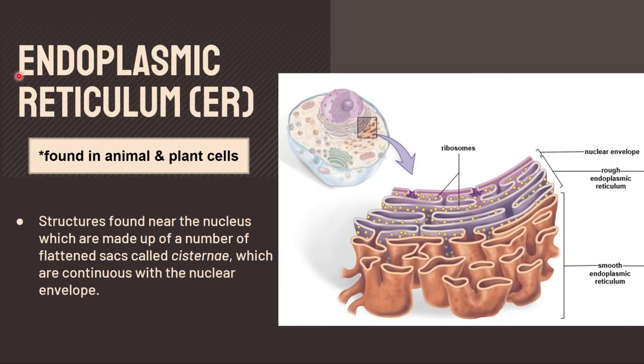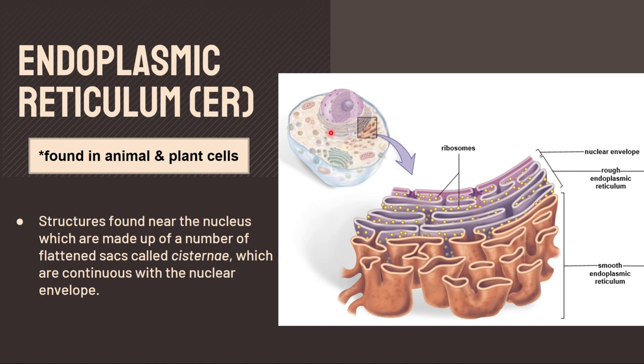Next we have the endoplasmic reticulum, or ER for short, but I discourage you from writing ER. Write it in full, endoplasmic reticulum. The endoplasmic reticulum is found in both animal and plant cells. These are structures with a folded arrangement. They are found near the nucleus and are made up of flattened sacs called cisternae. These flattened or folded sacs, we call them cisternae. The endoplasmic reticulum is found next to the nucleus.